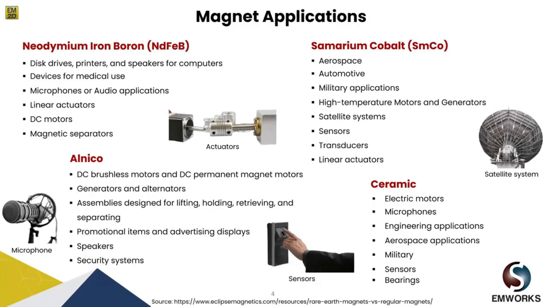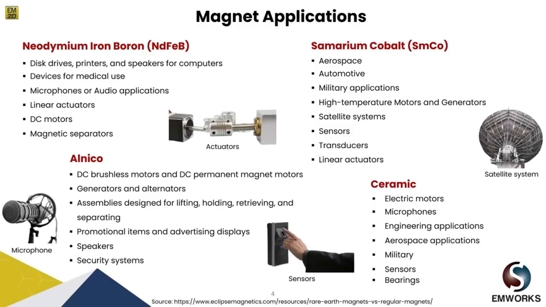So NdFeB are mainly used for DC motors, magnetic separators, actuators, and devices for medical use and disk drive printers, etc. Whereas samarium cobalt has applications for sensors, transducers, and also for military applications due to its thermal capability. And SmCo is also used in most generator and alternator applications, for speakers and other security systems. And ceramic is also used to strengthen the magnetic field and to reduce cost.